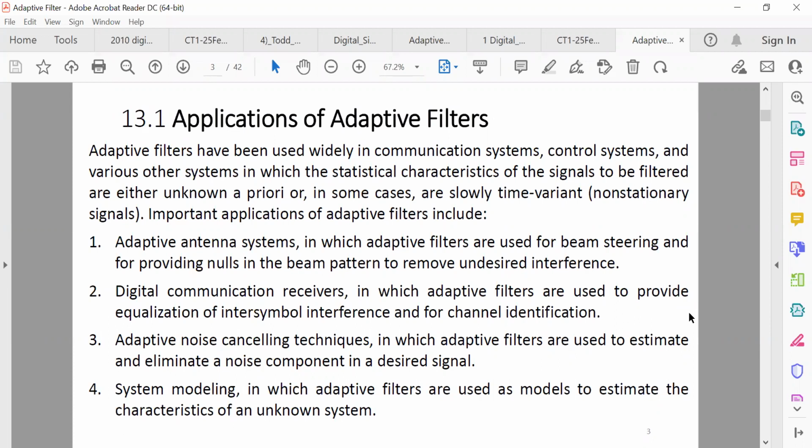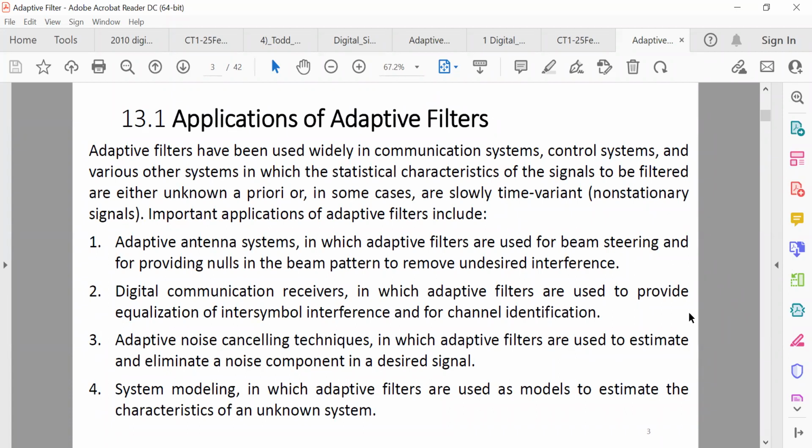At the end of the receiver, what do we get? We don't get the exact signal that is expected to be received. There will be some interference. So in data communication receivers, these adaptive filters help us in providing equalization of intersymbol interference and other channel effects, and also for channel identification. Because there will be multiple channels, this adaptive filter helps in channel identification also. Then the adaptive noise cancellation techniques.